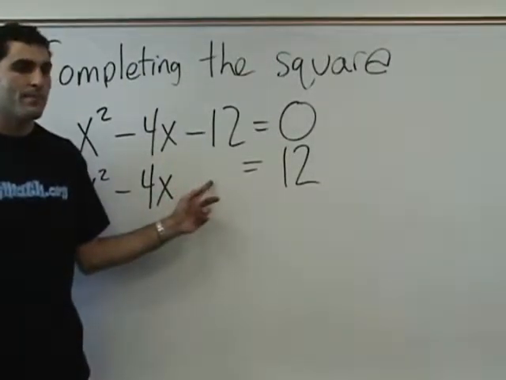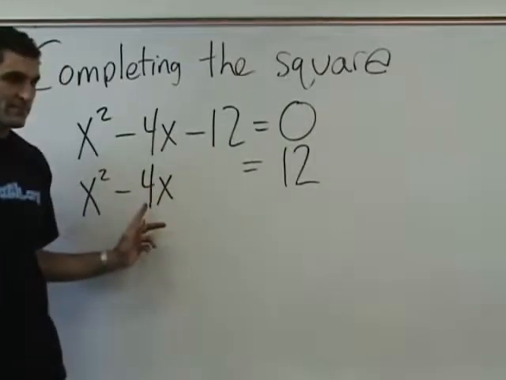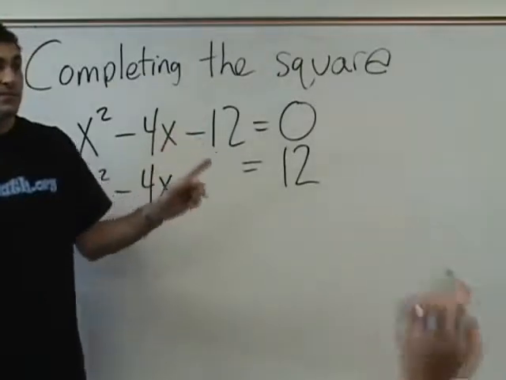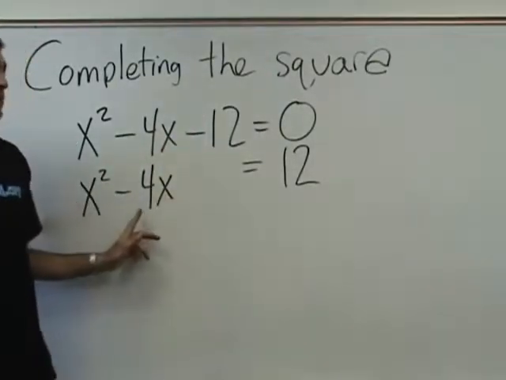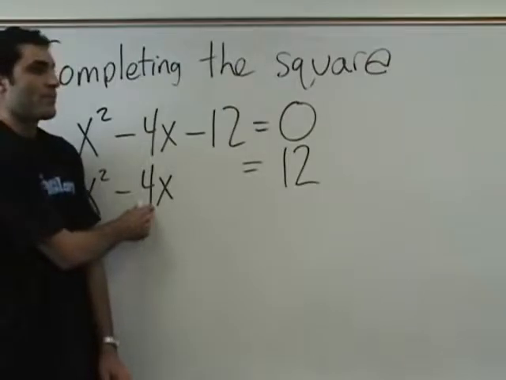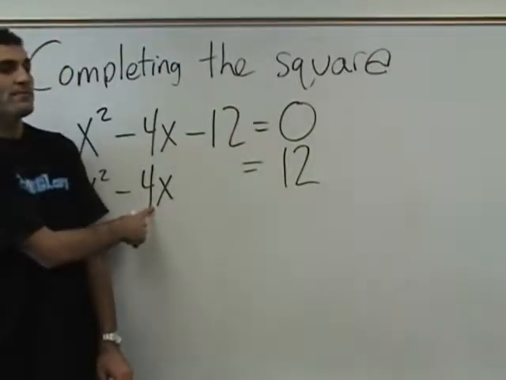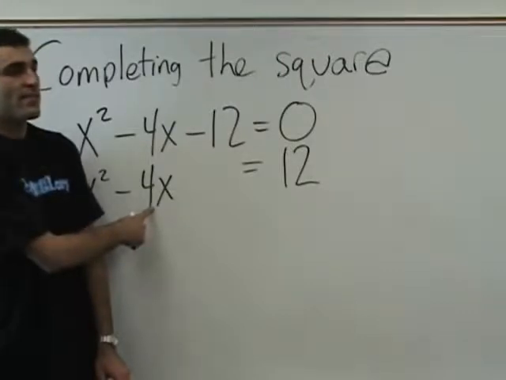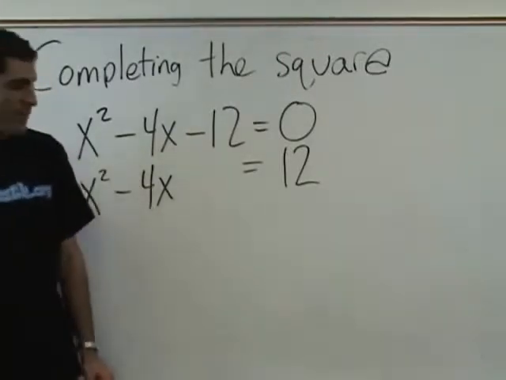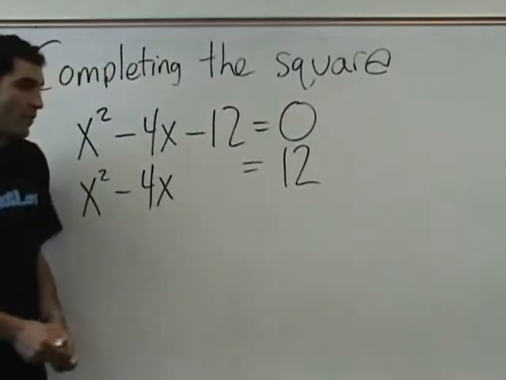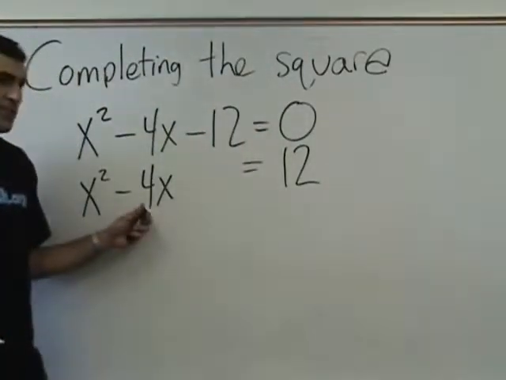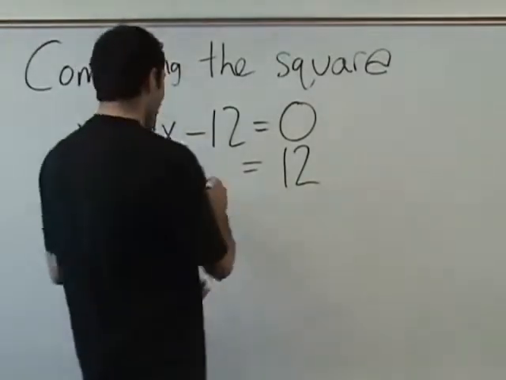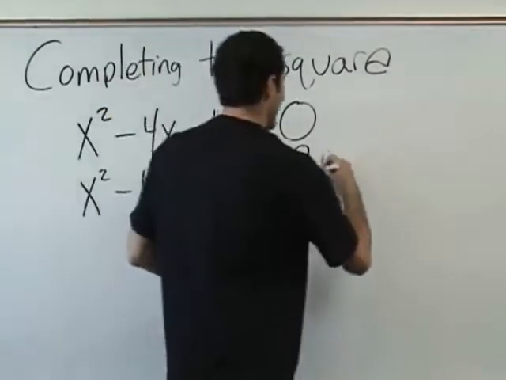We take our b, and then you square it. Not square first. What do we do first? You divide it by 2 and then square that. Divide it by 2 and square it. So this number, negative 4, divided by 2? Negative 2. And that squared is 4. So we add 4 to both sides.